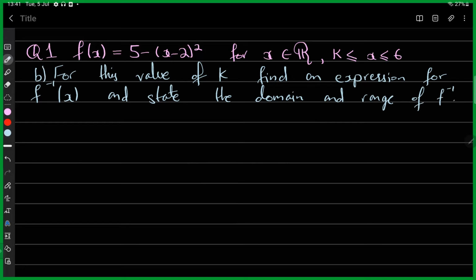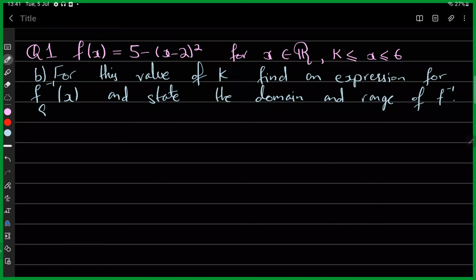So the first part was already done. For the second part, it says, using this value of k, that is k equals 2, find an expression for f inverse of x and state the domain and range of f inverse of x. Okay, so this question has three parts. We need to find the inverse function, we need to find the domain, and we need to find the range. Let's just talk about the first part for now.